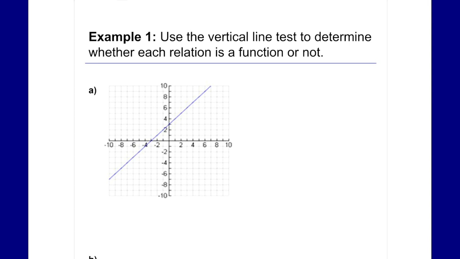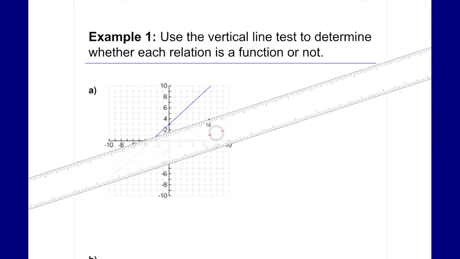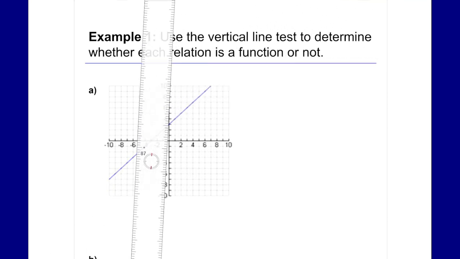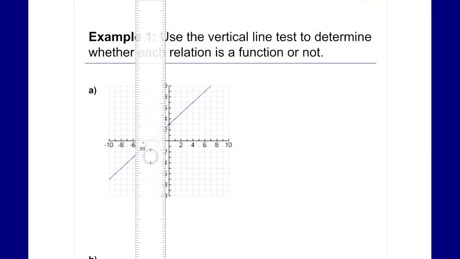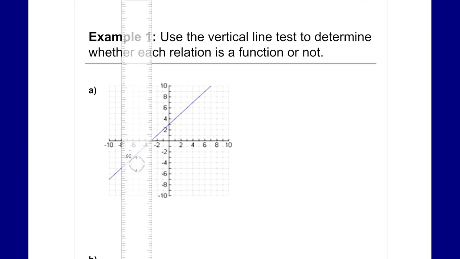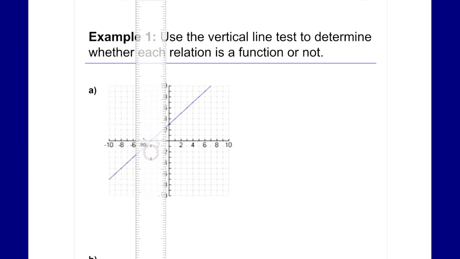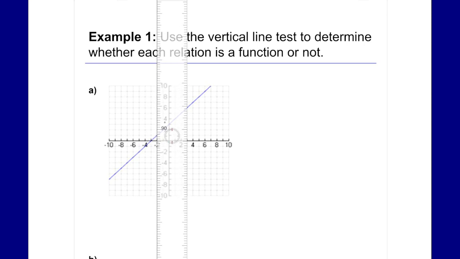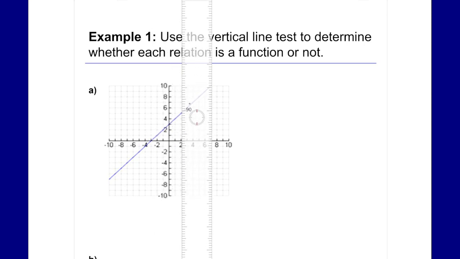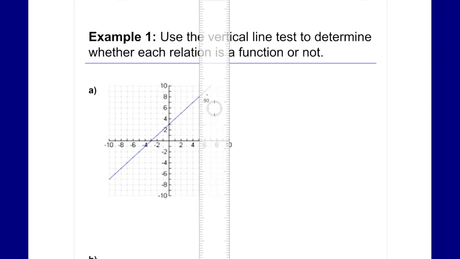So if I look at the first one, you can use a finger, a pen, a pencil, a ruler, whatever you want, or just visualize it. But I'm going to show you what I mean. We're going to take this ruler and make it act as a vertical line. And when we move it across our relation, or this blue line, we can see that our ruler is only touching or crossing the blue line at one point.